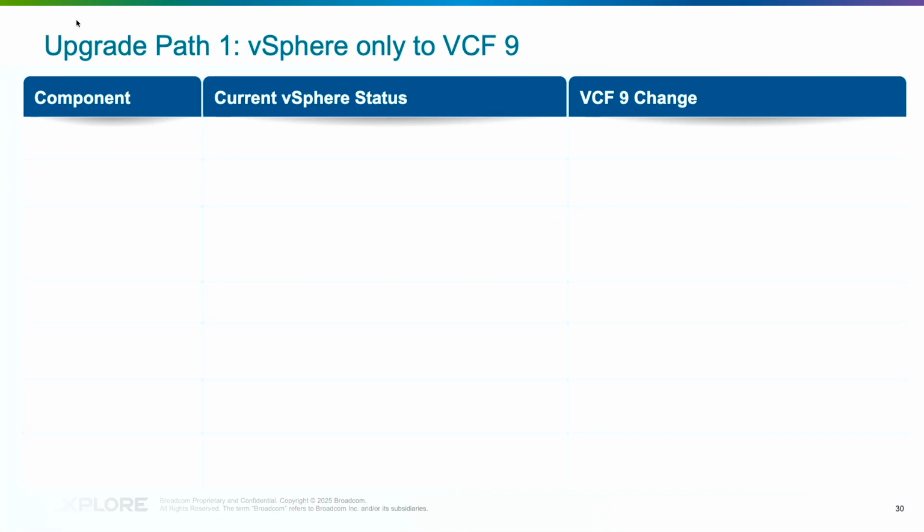We'll now look at the simplest of paths, where we're assuming that there is an environment that only has vSphere, that means vCenter and ESX, and none of the other products. So we're going to talk through what happens when you have a certain feature or a component in a vSphere deployment, and what happens to it as it transitions or moves to VCF 9.